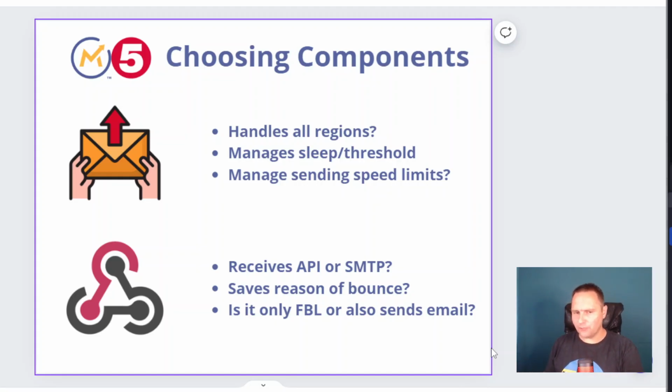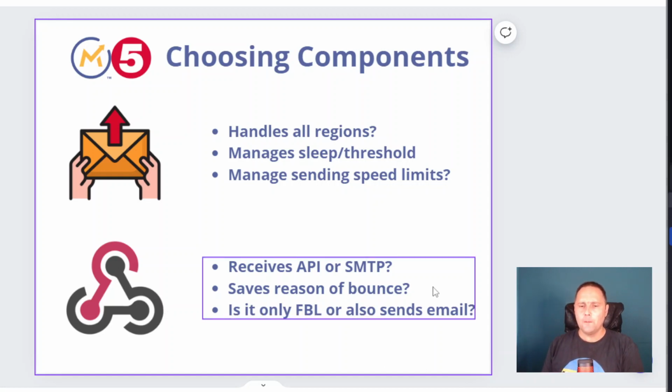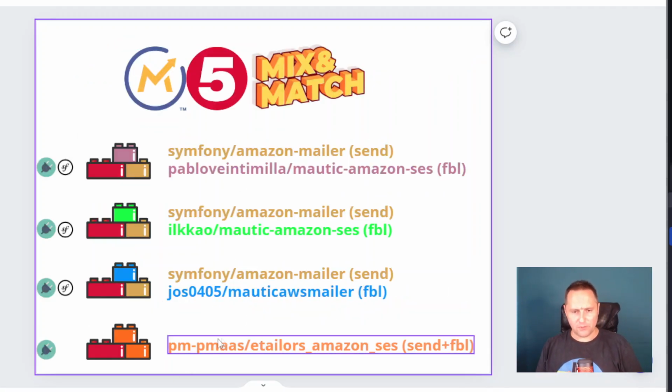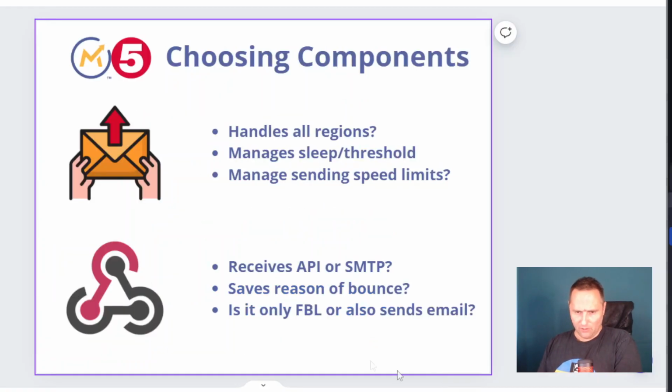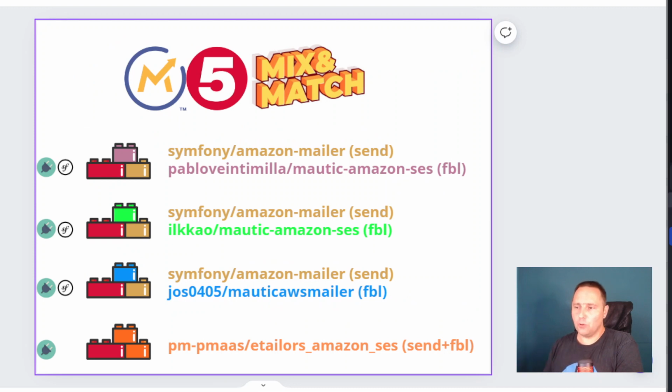And if we're talking about the feedback loop plugin, then there could be one which is maybe managing also SMTPs. Does it save the reason for the bounce, or does it also save the reason for complaint, or what else does it do? And another question, because from all these options, this one, for example, is 2-in-1, so it's going to send and receive the feedback loop as well. So that's also information to consider when you choose your components. When you do this mix and match, you should always think about what's the best for you.